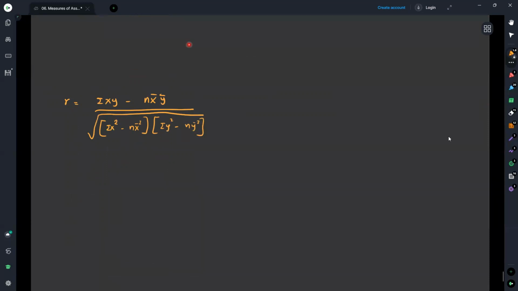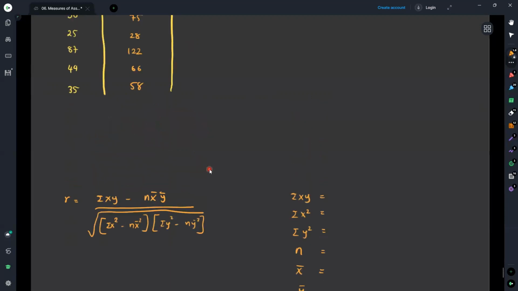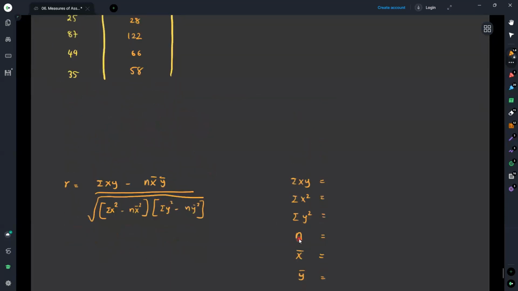Then we need to find out the values for summation of xy, summation of x squared, and summation of y squared. Then we need the value for n, we need the value for x bar, and we need the value for y bar. We need all these values to have an answer for this question. Therefore, as the first thing, I will create these columns.